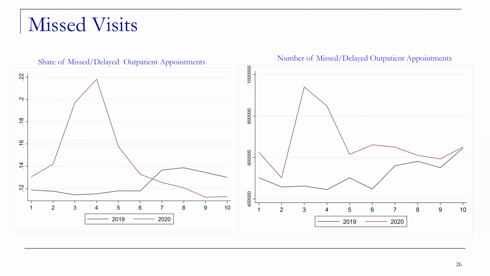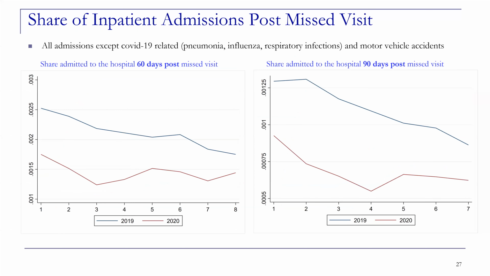Now, another point to note here is that the share of missed visits really decreases in August, September, and October 2020. There's definitely changes in the composition of who is missing visits past April, because there's also changes in who is scheduling visits past April. So we really just want to focus on the March-April 2020 cohort.